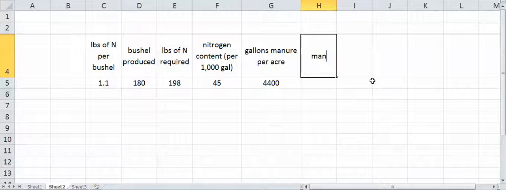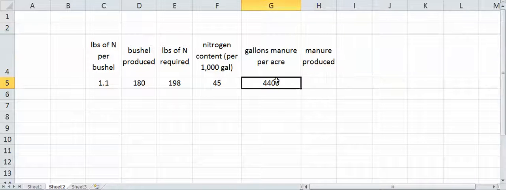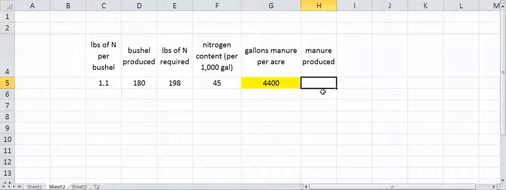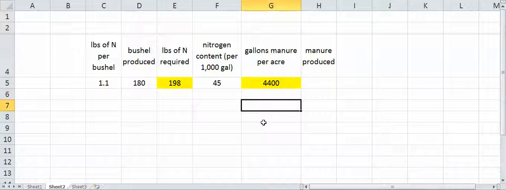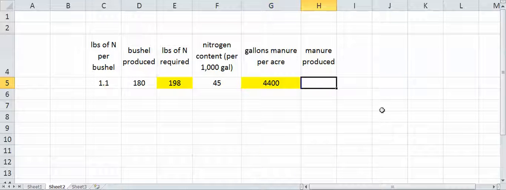I had the computer figure that out for me. I like to always make that a yellow because any cell when I'm teaching this, I want the cell to be in yellow what I had the computer do. Manure produced by this building is 1,100,000 gallons.